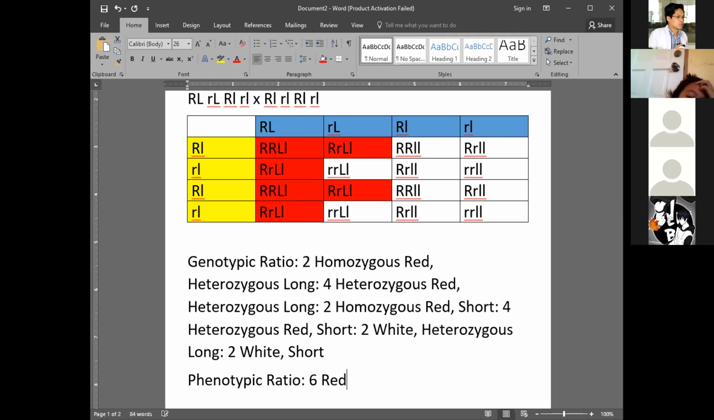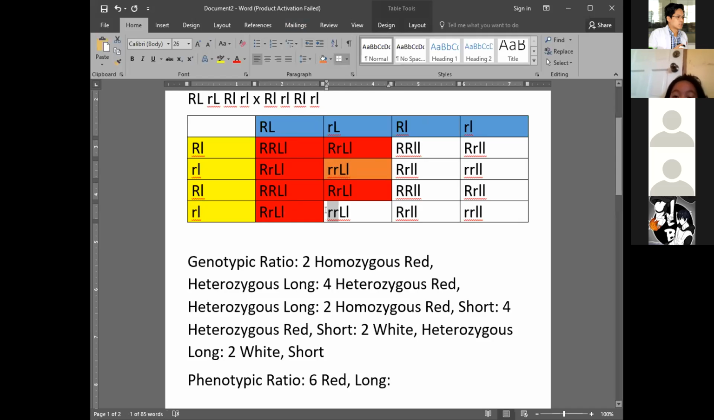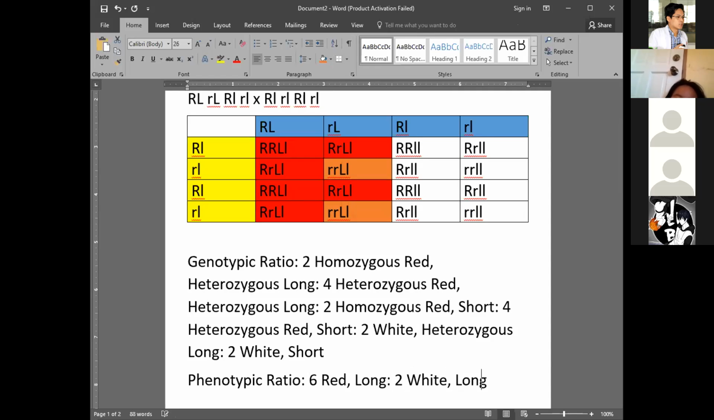Red long is 2. 1, 2. White short. White long is 2.